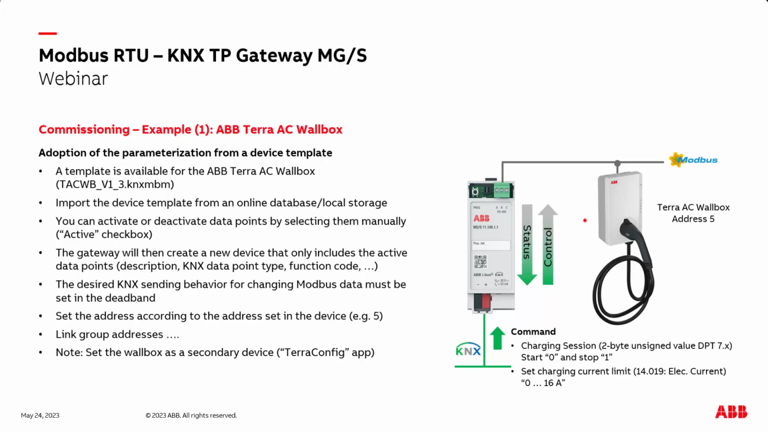At first you have to go to the Terra Wallbox and set an address via the Terra AC config app, like for example here the address number 5, and the device must also be set as a secondary device.